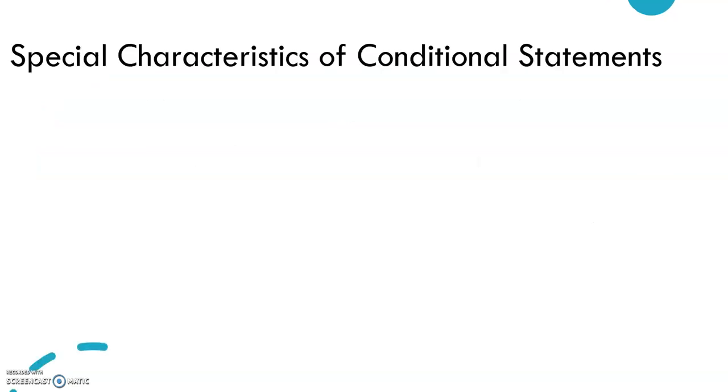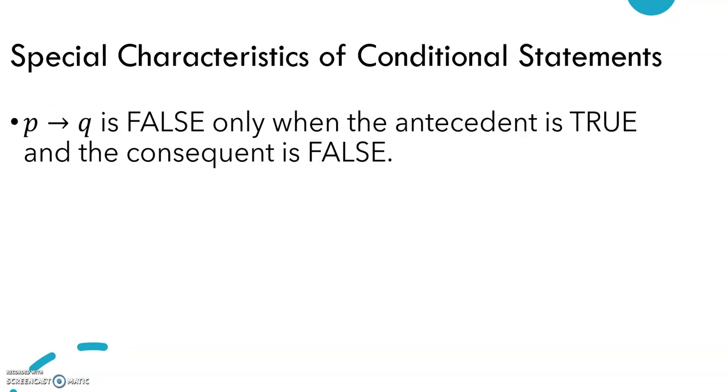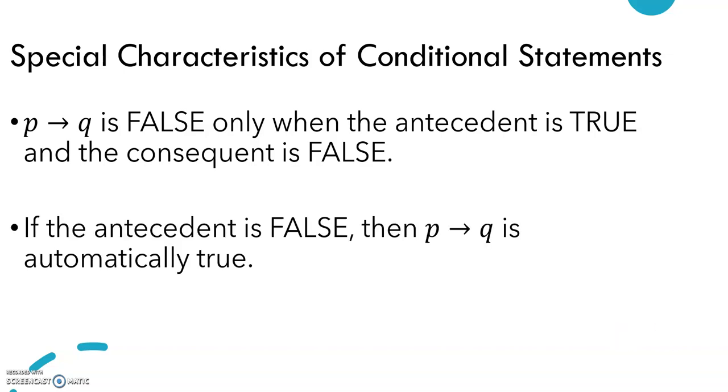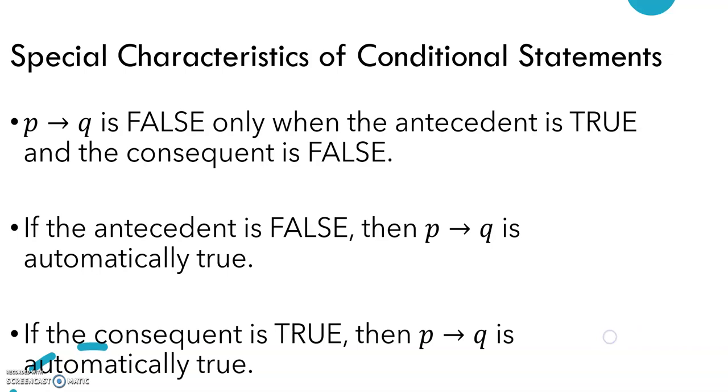Special characteristics of conditional statements. P implies Q is false only when the antecedent is true and the consequent is false. If the antecedent is false, then P implies Q is automatically true. If the consequent is true, then P implies Q is automatically true.